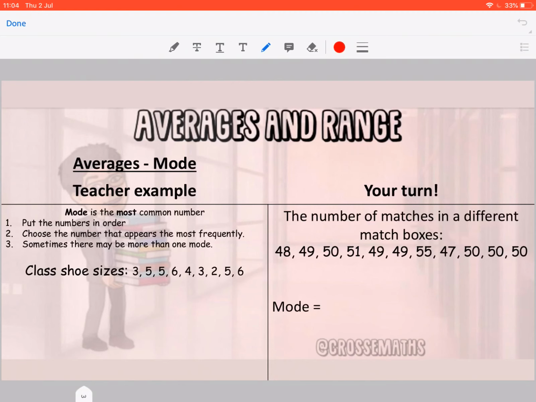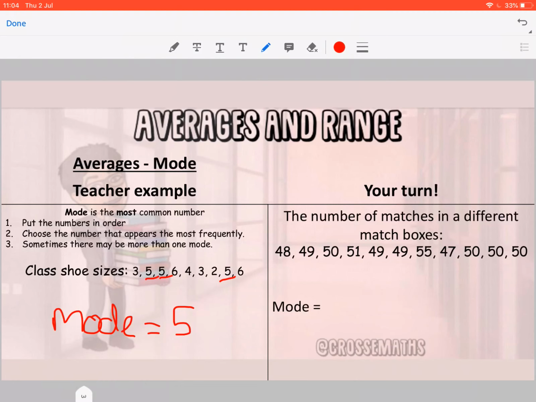What I suggest you do each time is put the numbers in order. Probably not going to do it for the example, only because it's only mode. It's really important you do it for median, but I'm not going to do it for the example, but I may do it later on. So look at my numbers. The number that I see that appears the most is 1, 2, there's 3 5s, and that's the most. So the mode for my set of numbers is the number 5, because that appears 3 times.